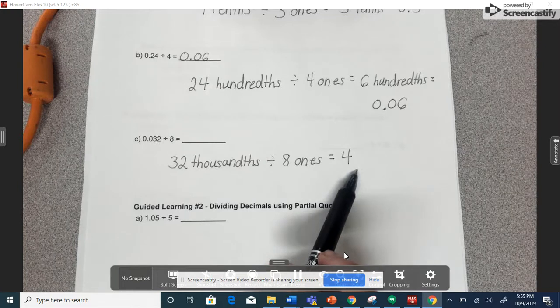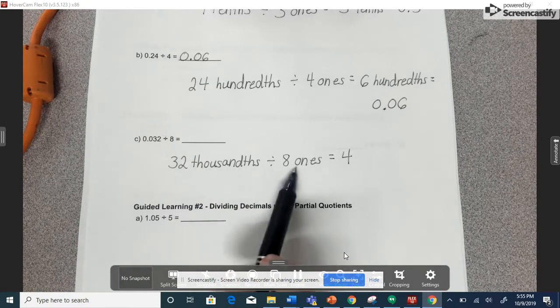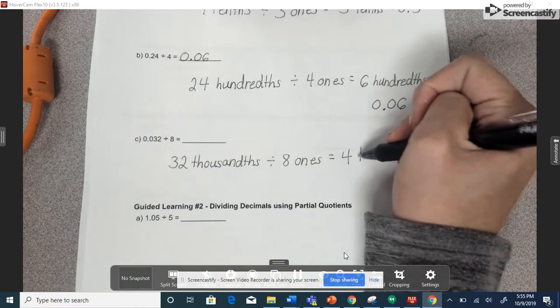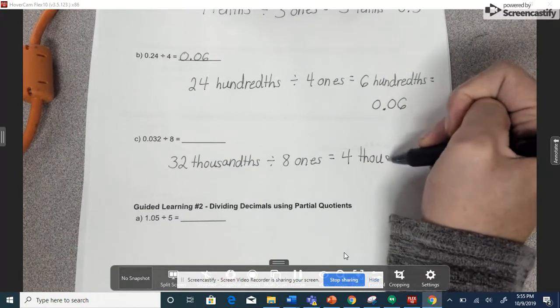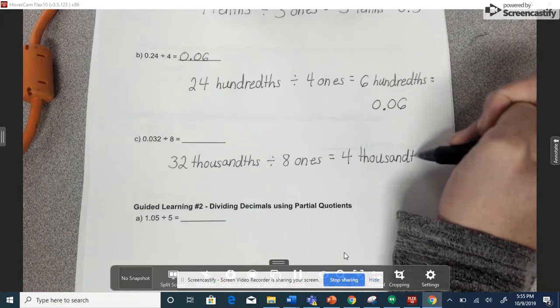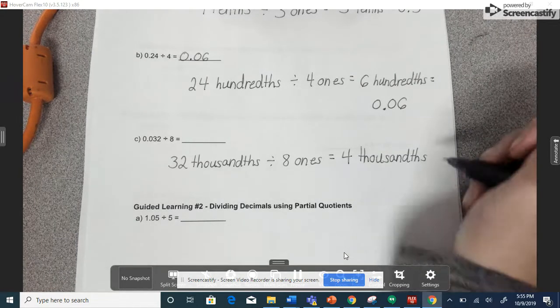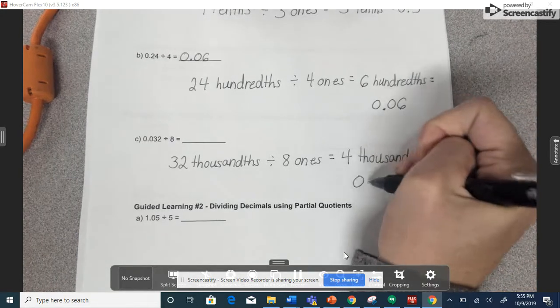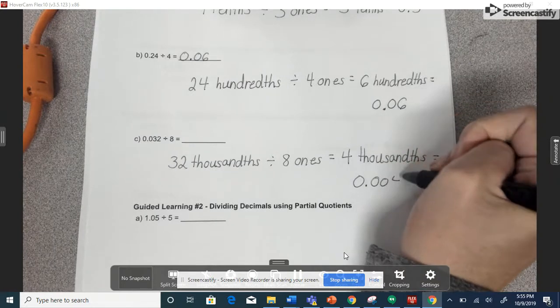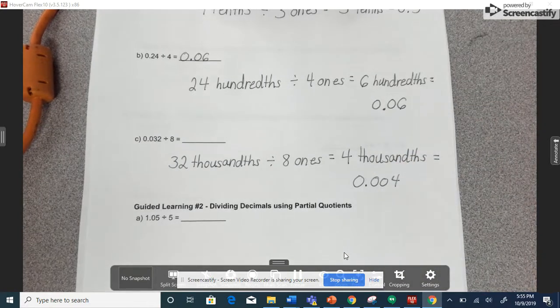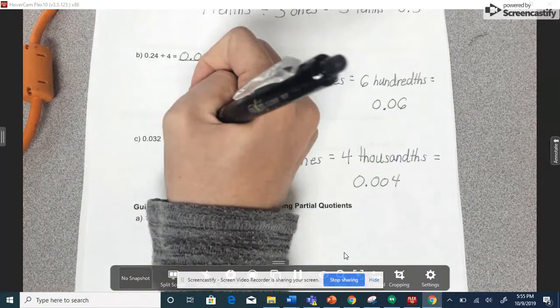Now let's find the place value. Thousandths divided by ones is thousandths. So our answer is going to be 4 thousandths. We're going to write this in standard form by putting the 4 in the thousandths place. That means there's 0 tenths, 0 hundredths. We'll write that on the line here.